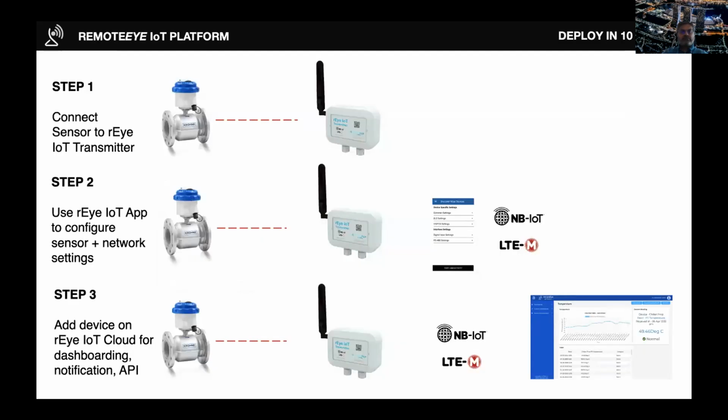So how does it all gel together, right? So we basically promise a 3-step deployment. Step 1, you connect the sensor to our transmitter, wire it up. It's pretty easy to do. Step 2, use our mobile app and do the settings of the sensor, what you want to read from the sensor, and do the settings for the network. Step 3, basically it automatically gets added to your cloud, so you can just start building the dashboards.